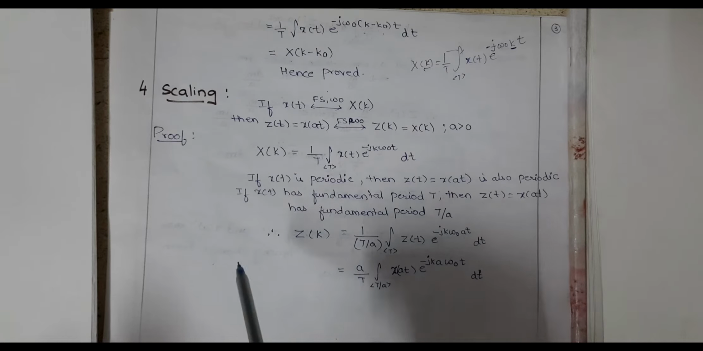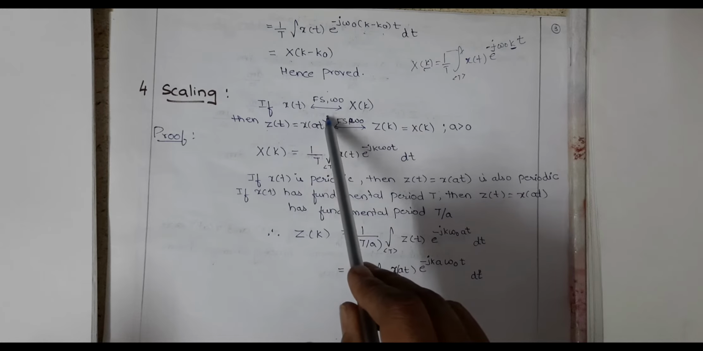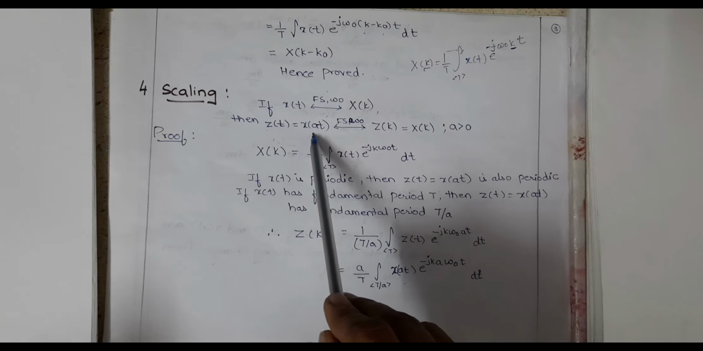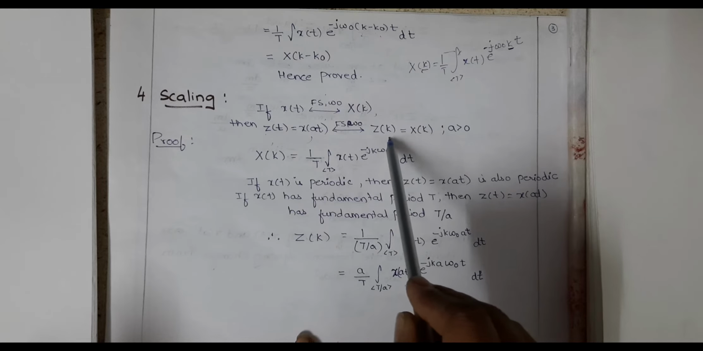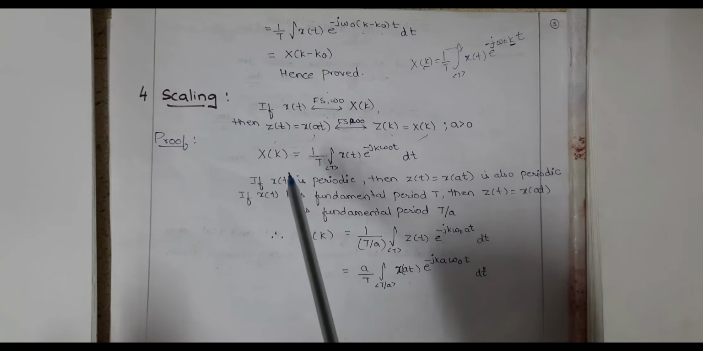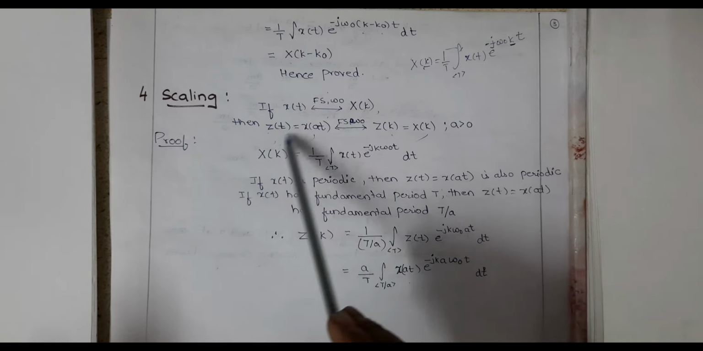Now let us see the scaling property. If x of t has Fourier series x of k, then z of t is the time scaling, x of at. You will have the same x of t, but the frequency will be changing. Let us see how it is. X of k is equal to 1 by T integration x of t. So we know this formula.